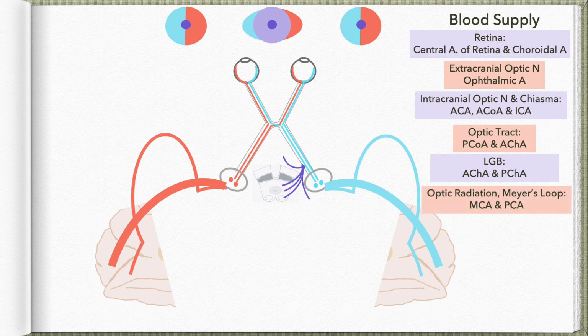Coming to the optic radiation and Meyer's loop, they are supplied predominantly by the branches of middle cerebral artery, also by a few branches of posterior cerebral artery. Coming to the visual cortex, it is predominantly supplied by the branches of posterior cerebral artery and also by a few branches coming from middle cerebral artery.